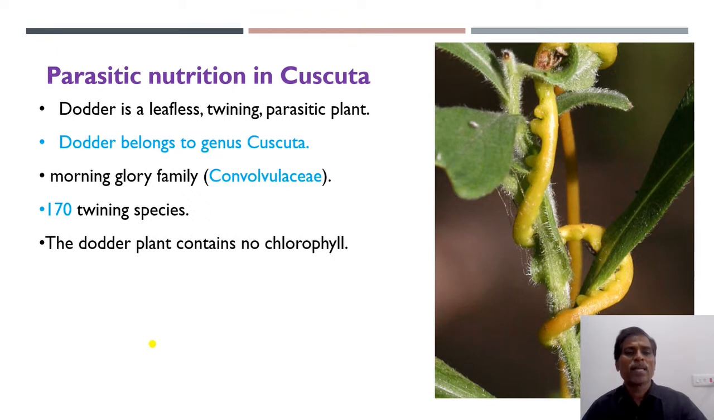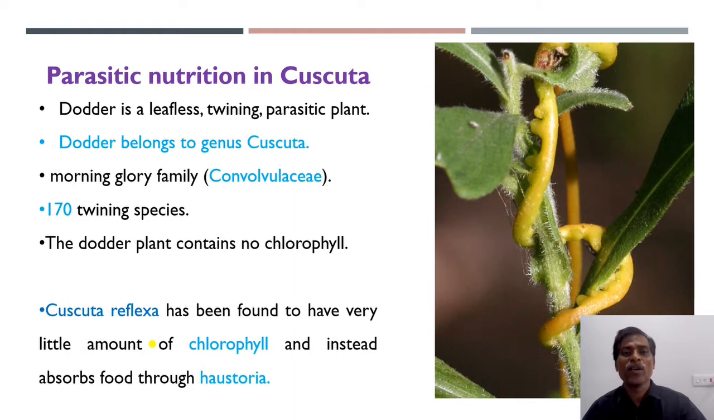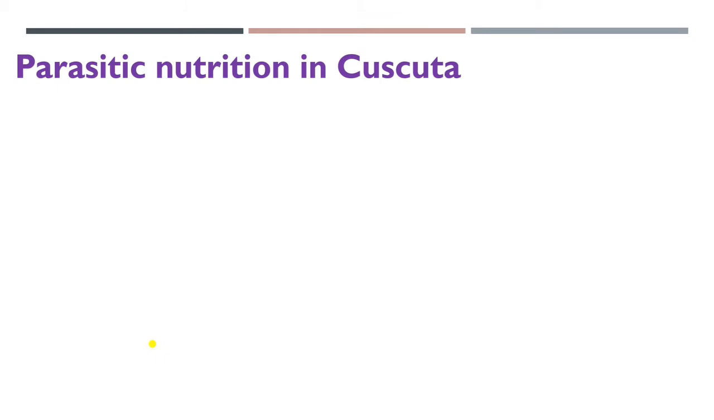The Dodder plant contains no chlorophyll. Of course, Cuscuta reflexa has a little chlorophyll, but that is not enough for photosynthesis. That's why it also depends upon the host plant for nutrition. Haustoria are root-like structures formed from the Cuscuta which penetrate into the tissue of a host plant.